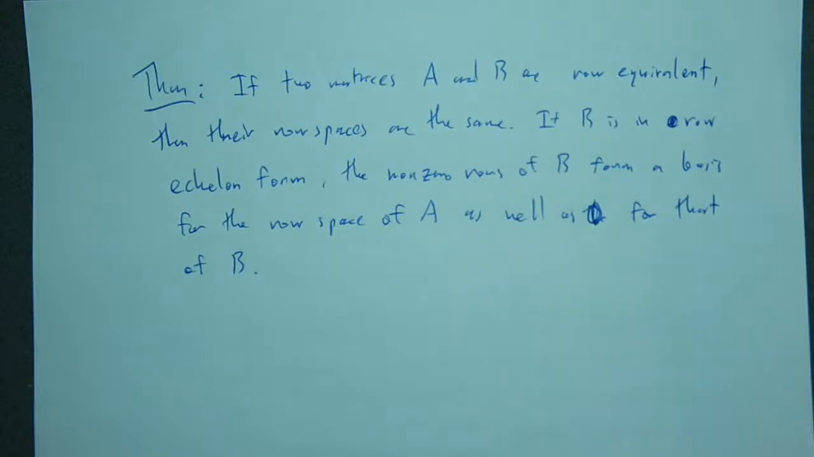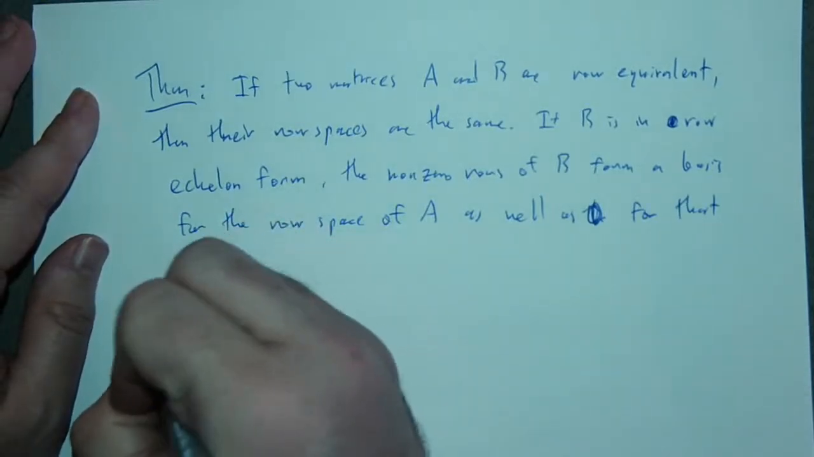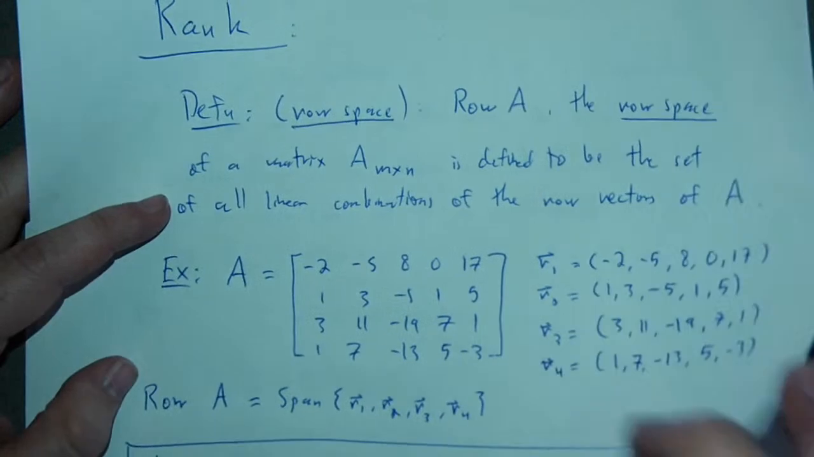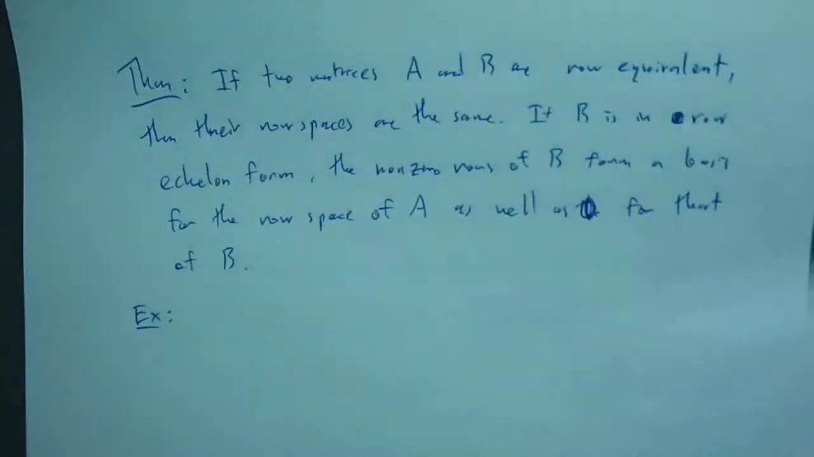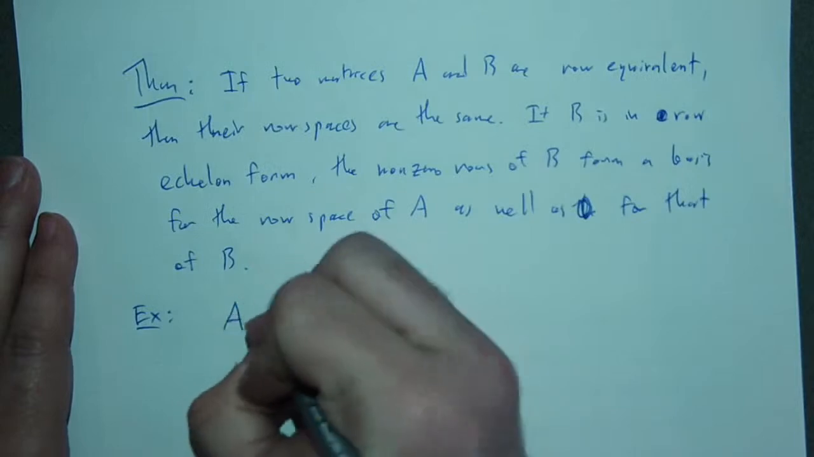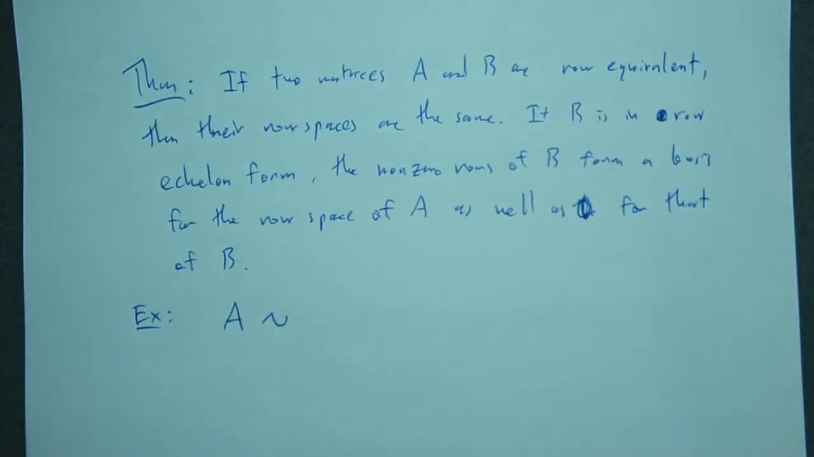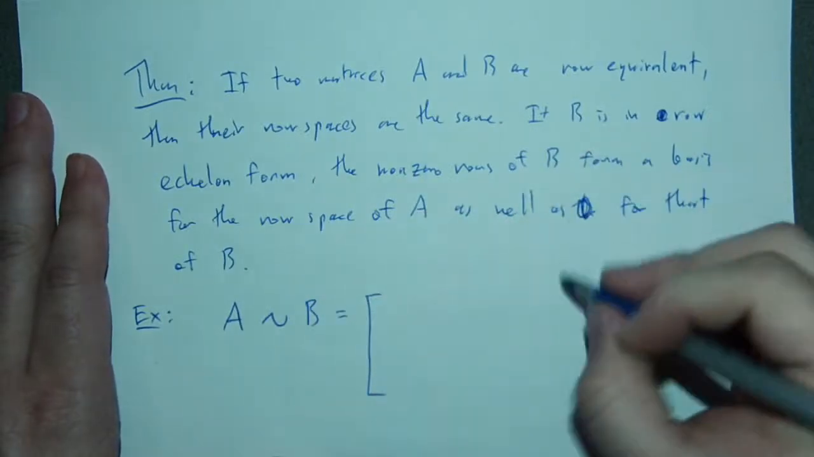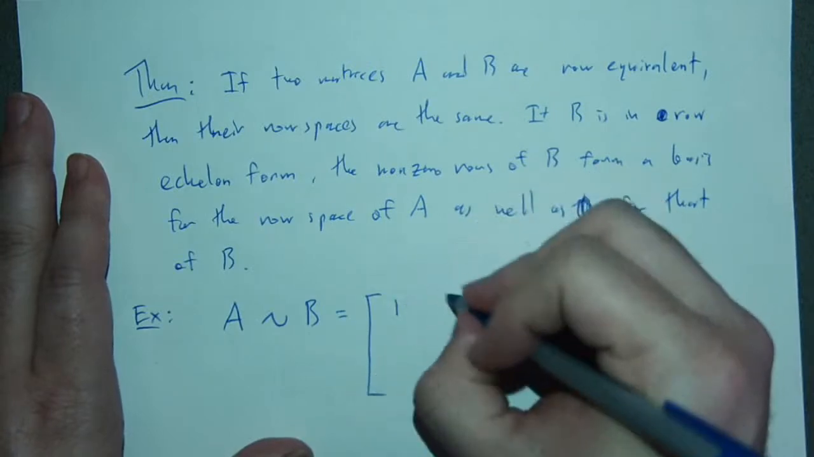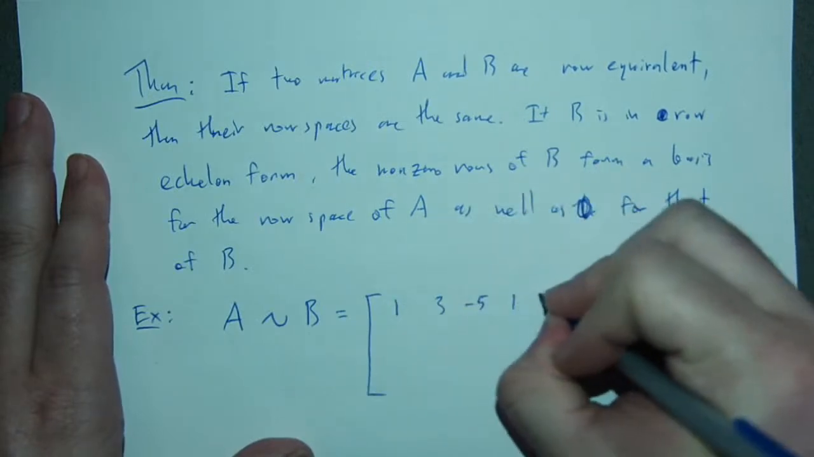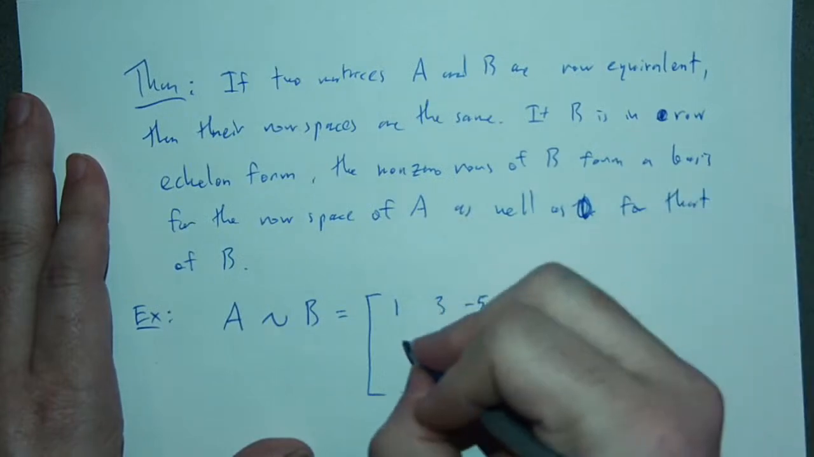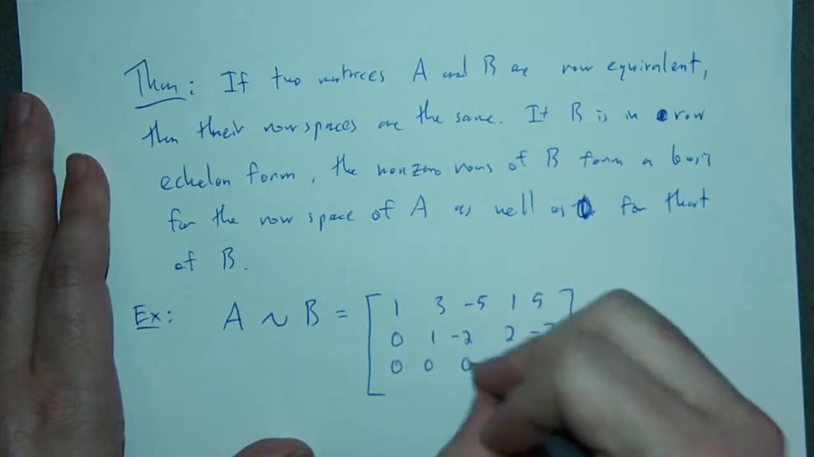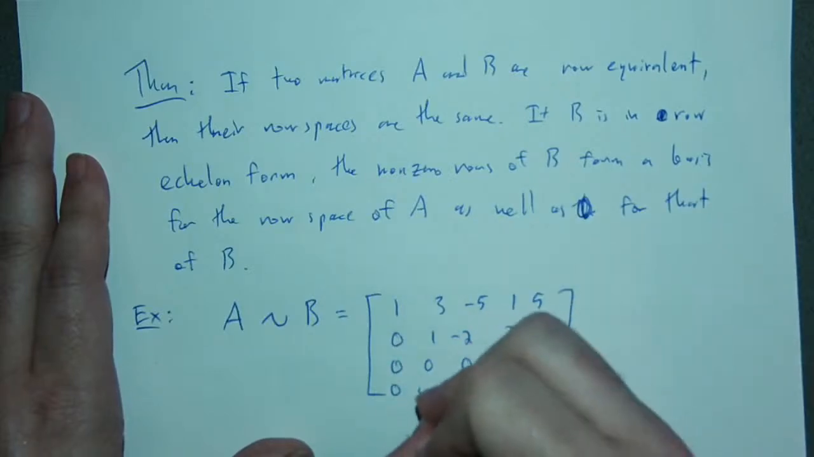So, for instance, we could go back to this example that we had used previously. I'm going to call this matrix A. I'm not going to rewrite all of that. It turns out that this A is row equivalent to B, which looks like this. Reading row-wise, the first row is 1, 3, minus 5, 1, 5. Second row is 0, 1, minus 2, 2, minus 7. Third row is 0, 0, 0, minus 4, 20. And the last row is all zeros.